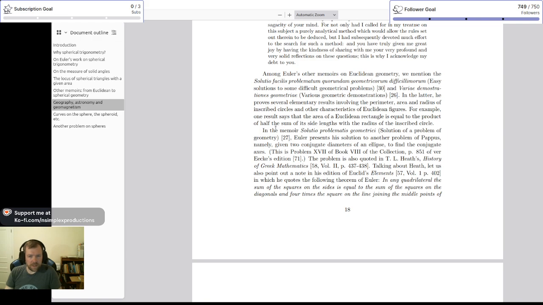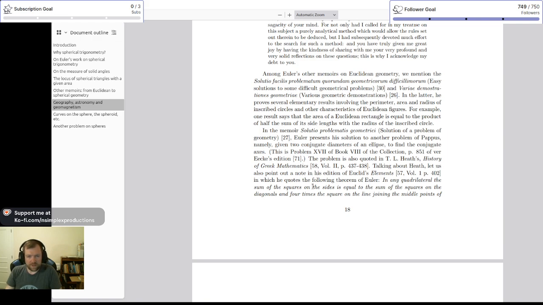In the memoir Solutio Problematis Geometrici, Solution of a Problem on Geometry, Euler presents his solution to another problem of Pappus, namely, given two conjugate diameters of an ellipse, to find the conjugate axes. This problem is also quoted in T. L. Heath's History of Greek Mathematics. Talking of Heath, let us also point out a note in his edition of Euclid's Elements, in which he quotes the following theorem of Euler.